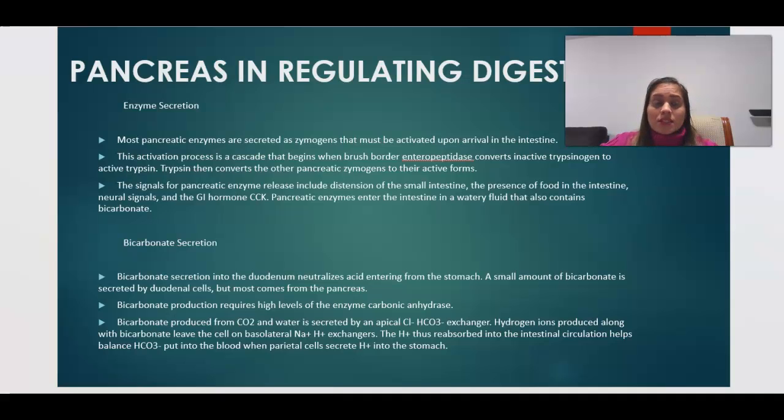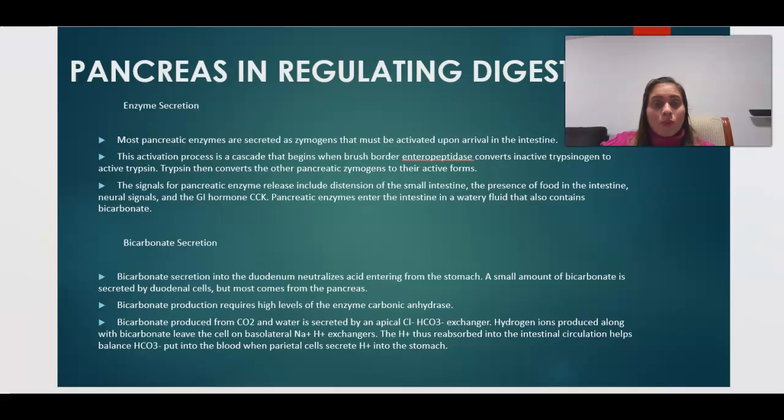When we talk about the enzyme secretion, most pancreatic enzymes are secreted as zymogens that must be activated upon arrival in the intestine. This activation process is a cascade that begins with brush border enteropeptidase, which converts inactive trypsinogen to active trypsin. Trypsin then converts the other pancreatic zymogens to their active forms.